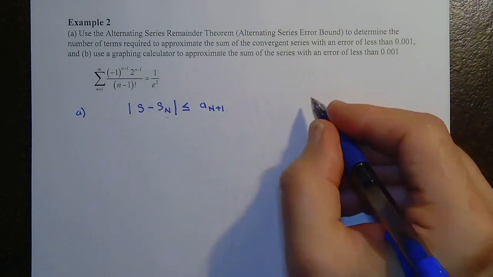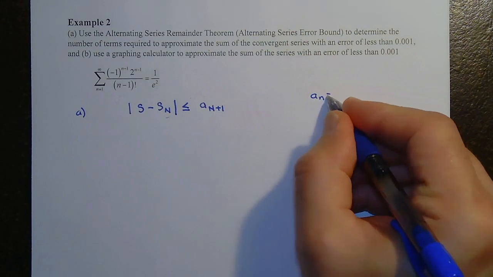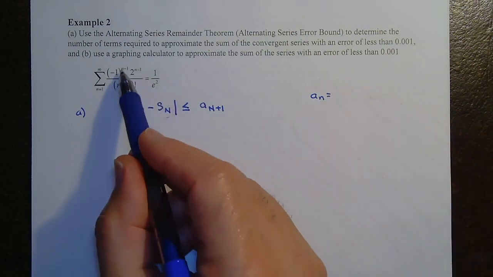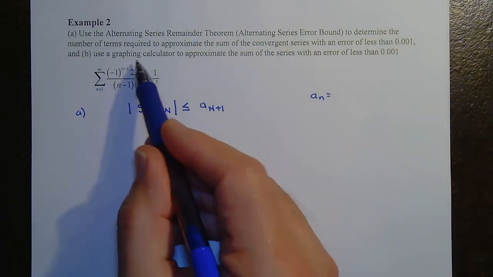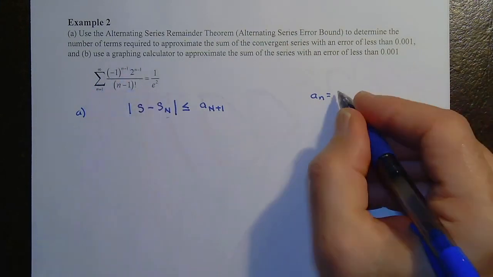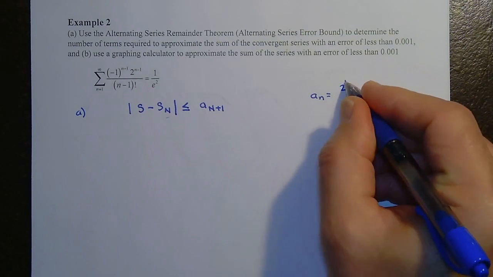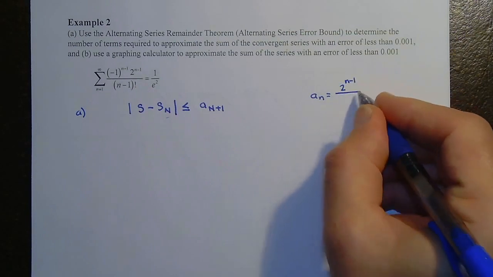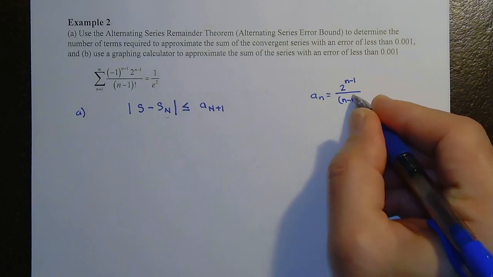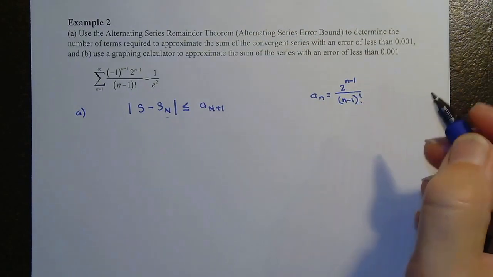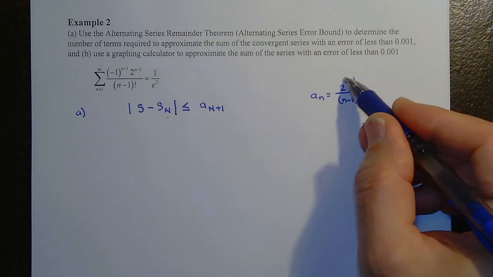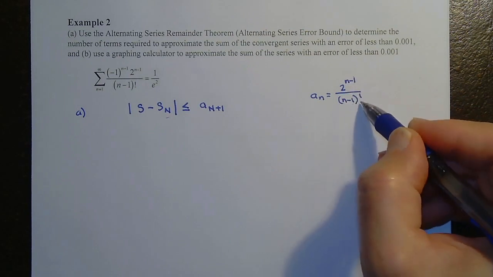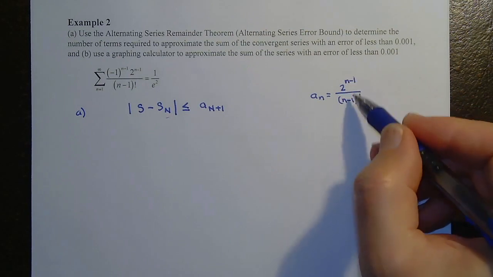And so A sub N is the part without the alternating part, so we're going to neglect that. Basically, it's the absolute value of this. So that's 2 to the N minus 1 over N minus 1 factorial. Take notice here that this is N minus 1, and the exponent of 2 and the denominator with the factorial match.